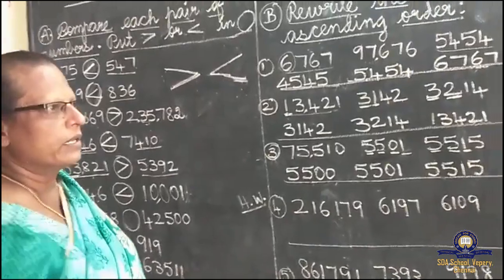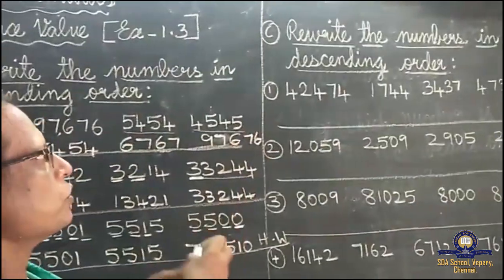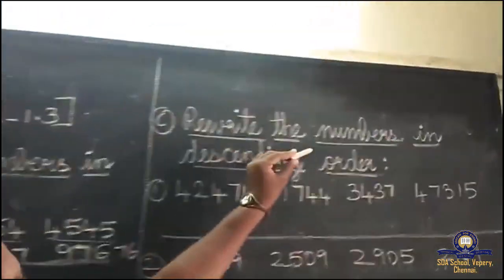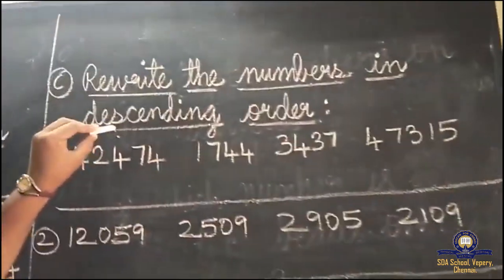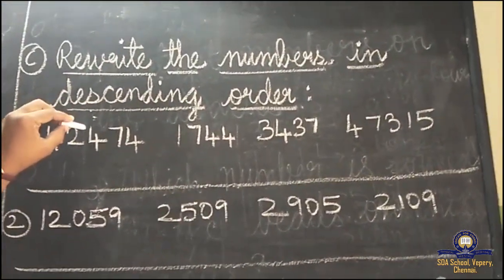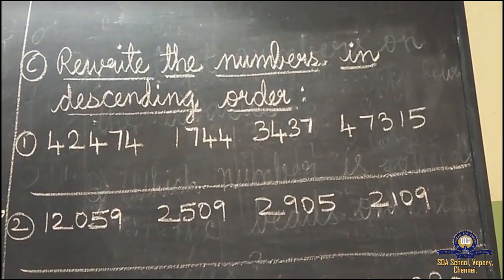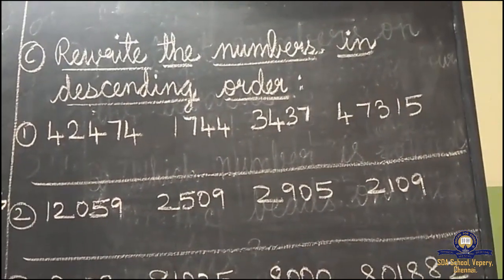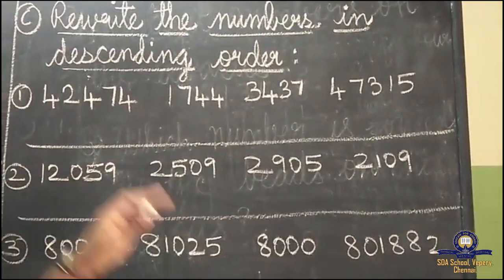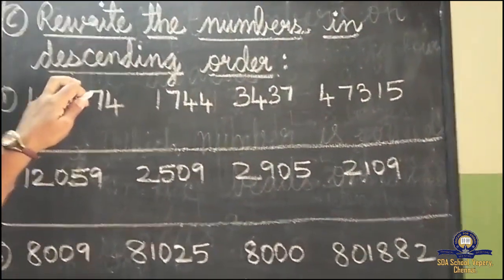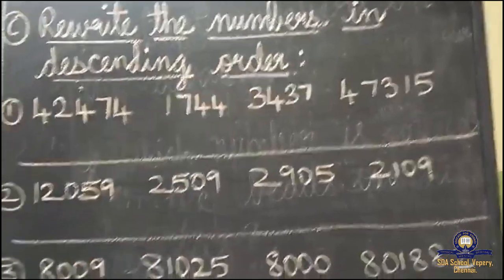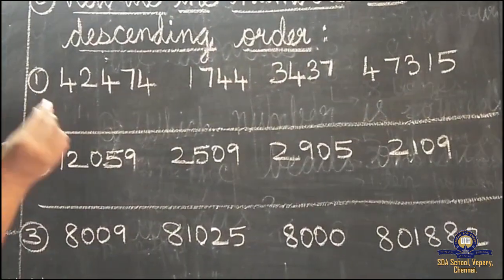Understood, children? And now coming to C1, rewrite the numbers in descending order. Descending order means what, children? Greater number to smaller number, bigger number to smaller number. Ascending means smaller number to bigger number, and descending means bigger number to smaller number.